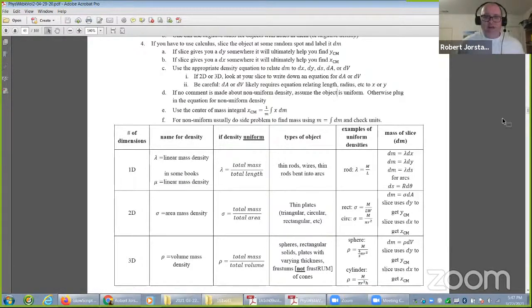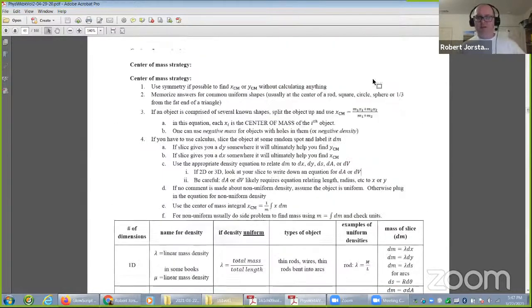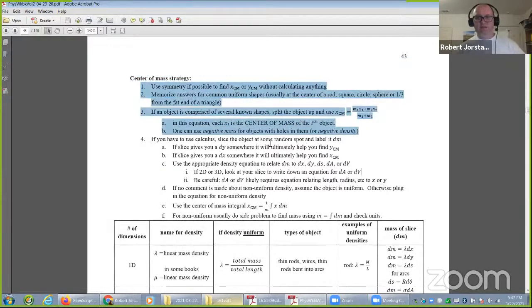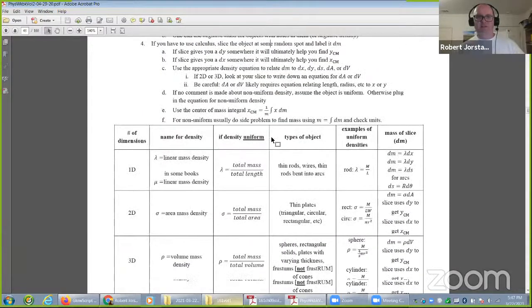All right, so let's go ahead and get into it. Again, we're looking at page 43. We're talking about center of mass. We try to avoid calculus if possible. Now, how do we do problems if we do need to use calculus?